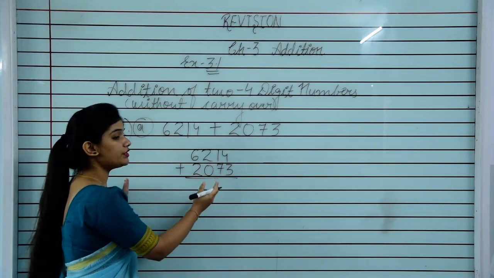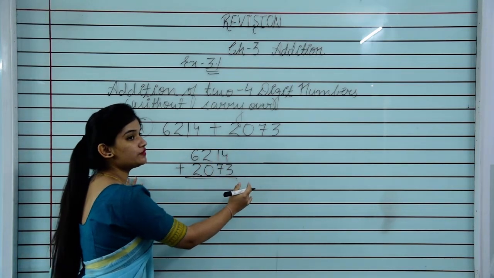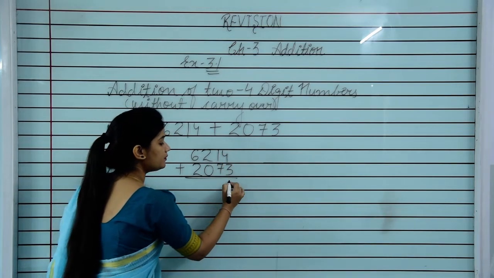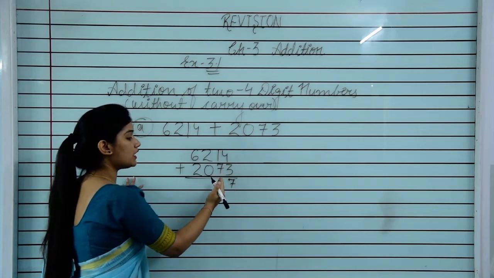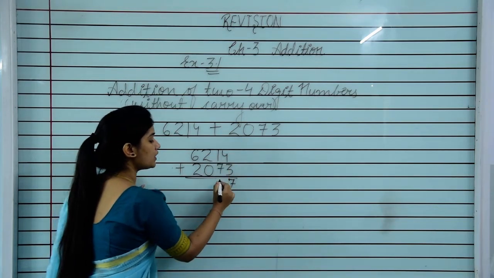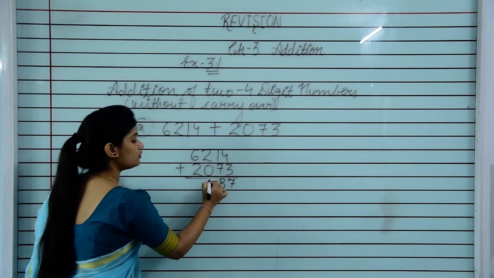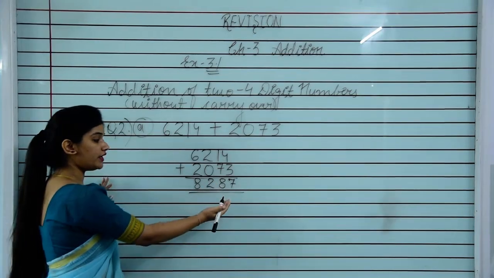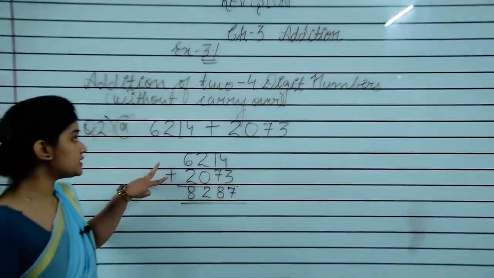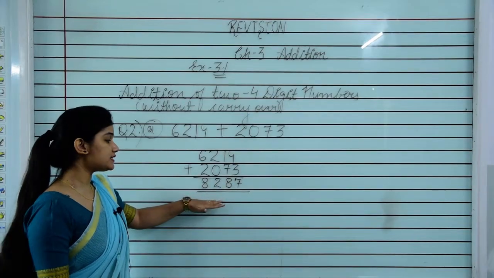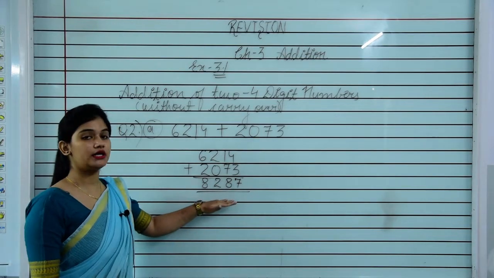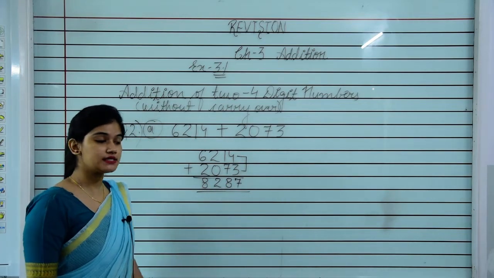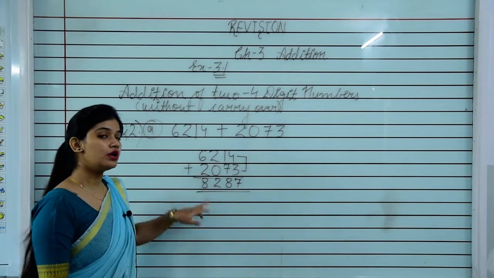Whenever you are going to start the addition, always you will start from this side. It means you will start from ones. 4 plus 3 will be 7. Then you will come to tens. 7 plus 1, 8. 2 plus 0, 2, and 6 plus 2, 8. So in this way you will find the sum of two numbers without carry over, and the answer is 8287. Understood students? And these two numbers are addends, and this is the sum of these two numbers.